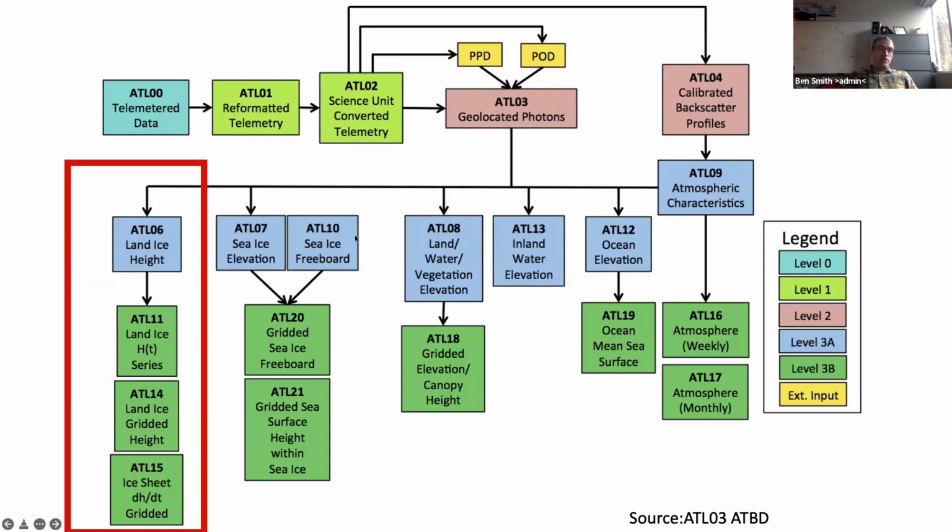And so those produce the along track products, which are in blue. And then the level 3B products are sort of the value added products, which are, for example, the time series of heights in ATL11 and the gridded products for the other disciplines.